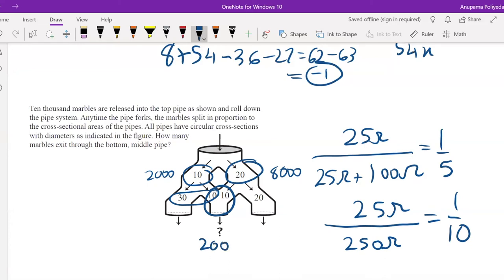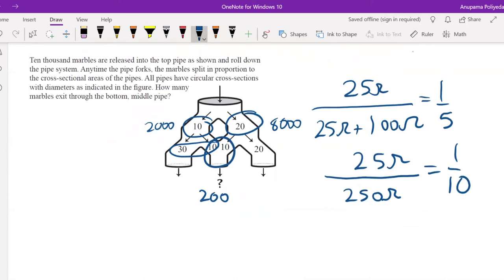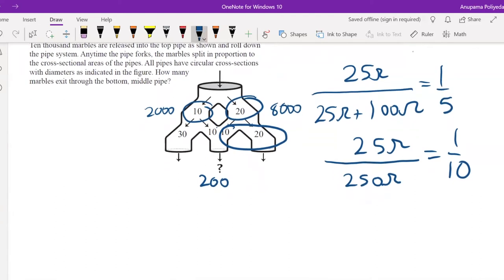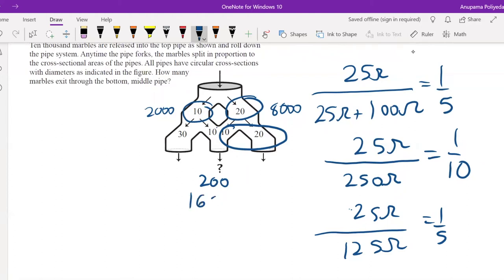200. Yes, 200. So now we can do something similar for the right pipe. So what is the combined area of the, I'm going to erase some of the circles now, of this 10 and 20 rightmost pipe? 125 pi. So what fraction of the marbles goes through the leftmost? 1/5. Yep, 1/5. And since 8,000 marbles go through the rightmost pipe, what is 1/5 of 8,000? 1,600. Yeah. So our answer is 1,800 marbles.